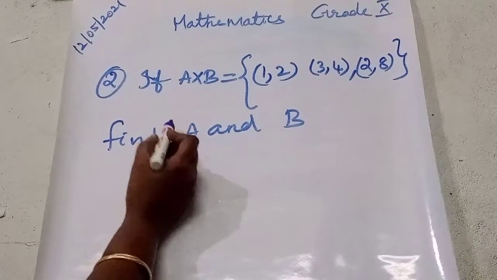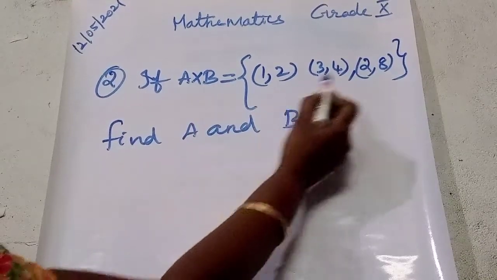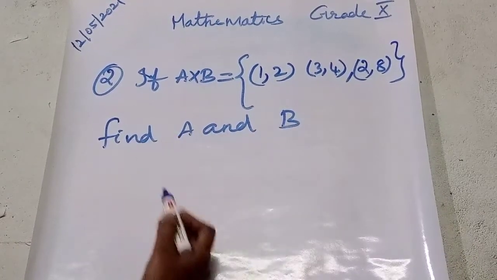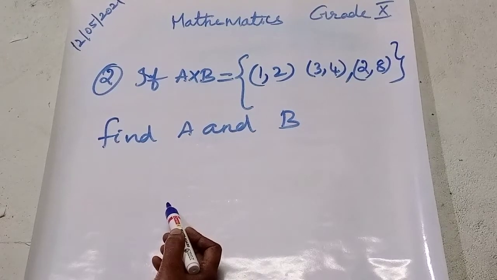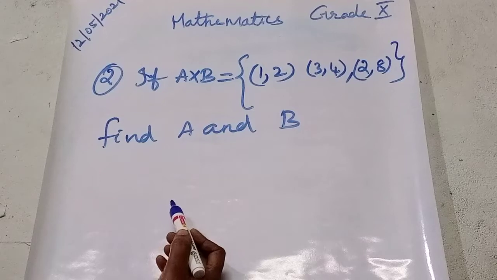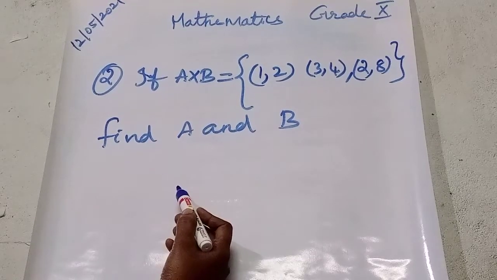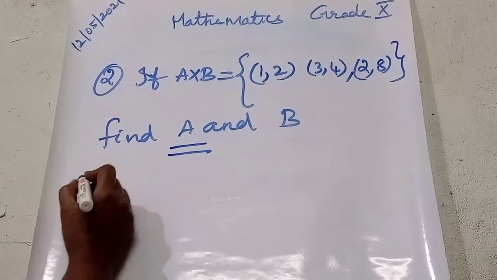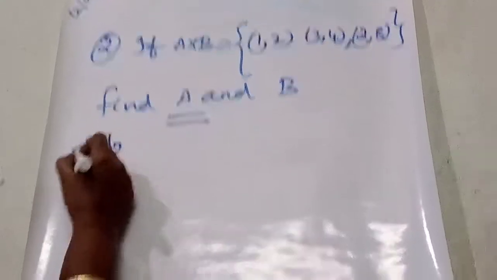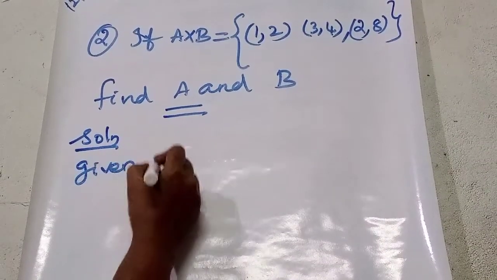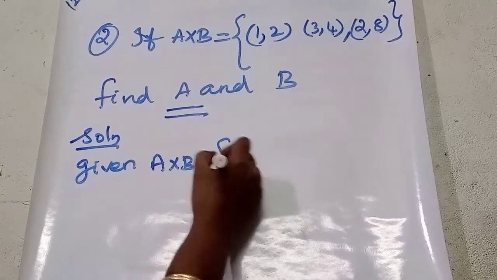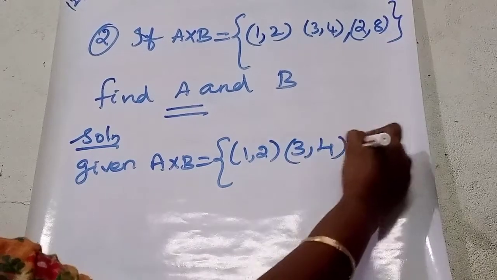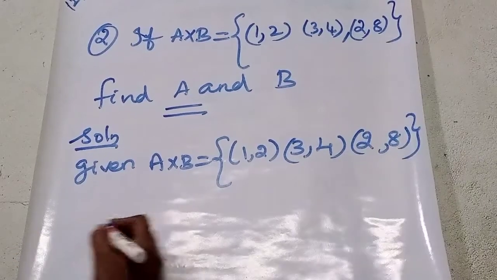So next question. If A cross B is equal to {(1, 2), (3, 4), (2, 8)}, any other numbers we can find A and B. Last question, A and B values were given, A cross B we did and B cross A also we did. In this question A cross B is given. What is A? What is B? We are going to find out. How to find out now? Given A cross B is equal to {(1, 2), (3, 4), (2, 8)}. What is A? What is B now?